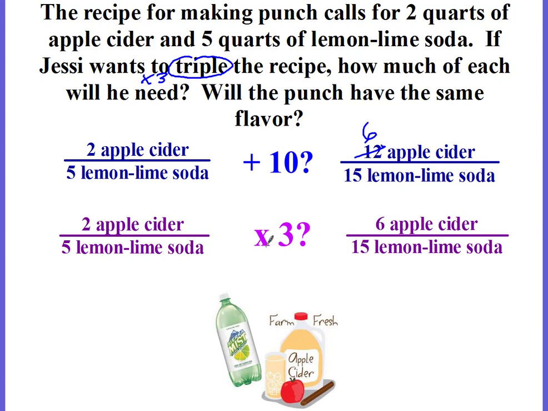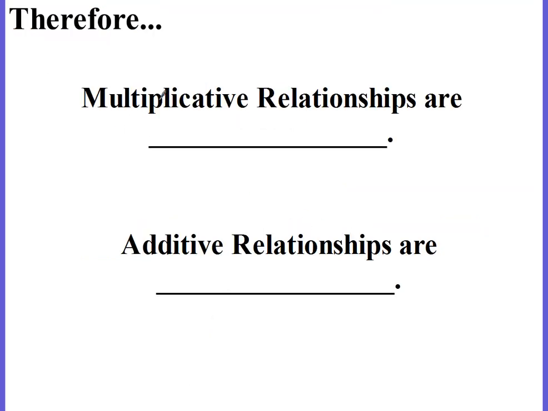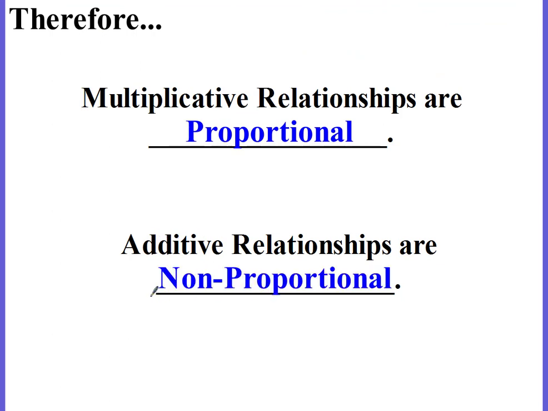Triple means to multiply by 3. I can triple the recipe by multiplying each ingredient by 3. And I would have a 6 to 15 relationship. 6 apple cider, 15 lemon lime, and it would still taste the same because it's proportional. And that's what additive and multiplicative is. Additive is not proportional. You could see here when we added 10, we did not have the same flavor. Multiplicative is proportional because when we multiplied both by 3, it was a proportional amount. The flavor would be the same. Therefore, multiplicative relationships are proportional and additive relationships are non-proportional.